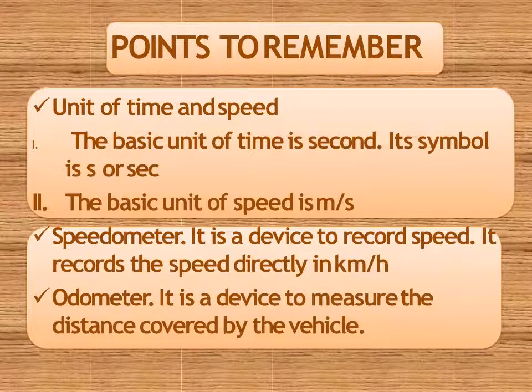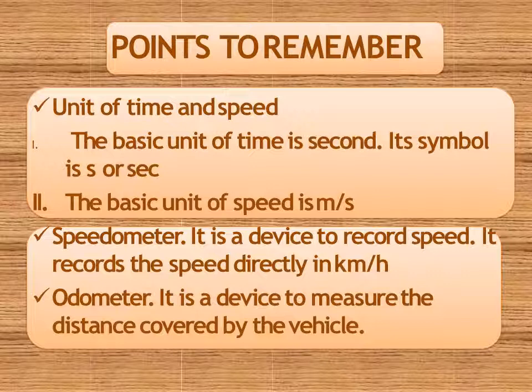So, we have a device that records speed. We can see it in our vehicles also, in our scooter, our motorcycle or our car. That is called a speedometer. What is a speedometer? A speedometer is a device to record speed. It records the speed directly in kilometer per hour, because those vehicles are for long distances. So, we can see kilometer per hour written on the speedometer.